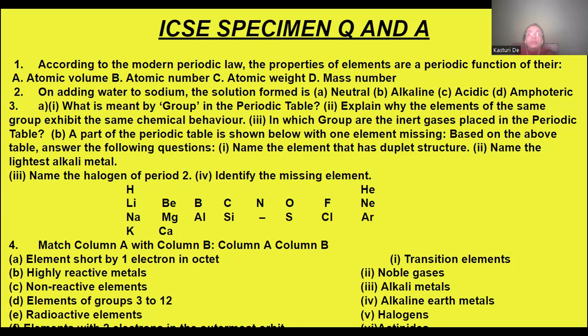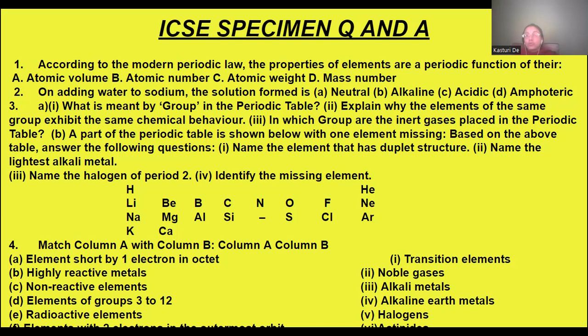For the first question: according to the modern periodic law, the properties of the elements are a periodic function of their atomic volume, atomic number, atomic weight, or mass number. The answer will be atomic number. We know that the modern periodic law is based on the atomic number of the element.